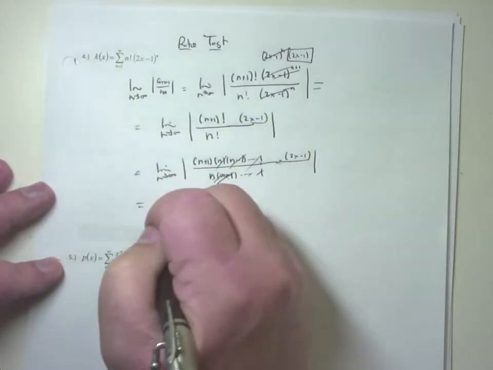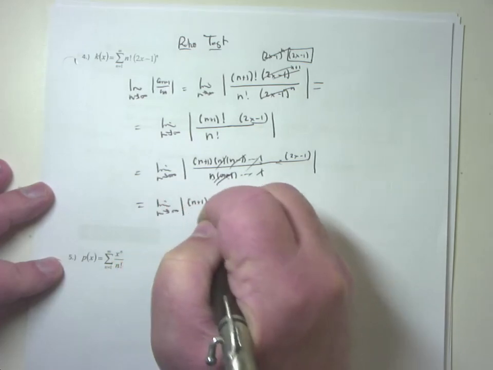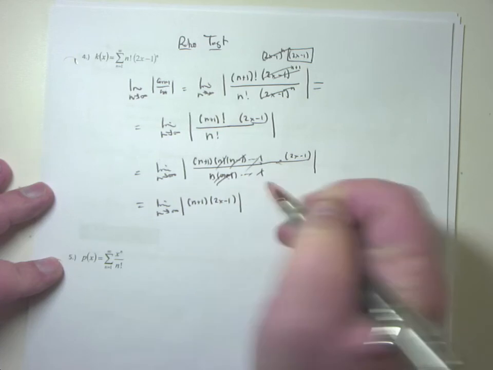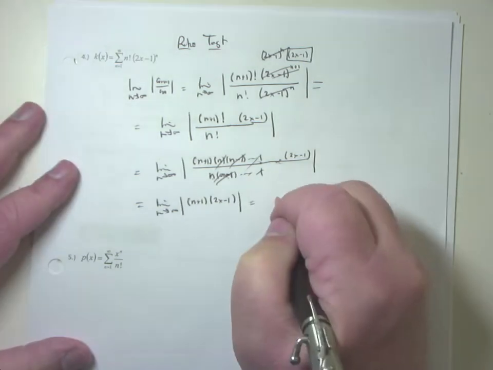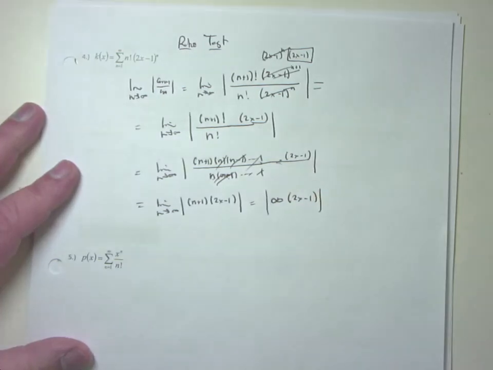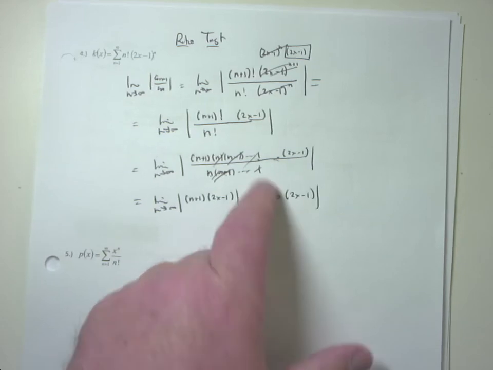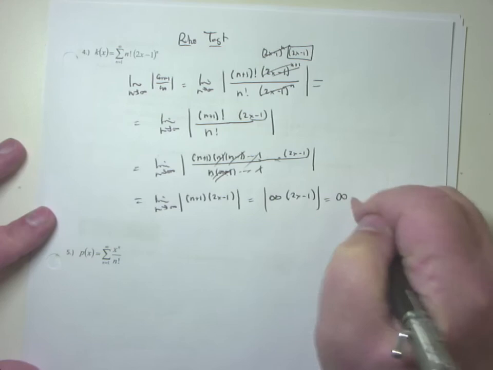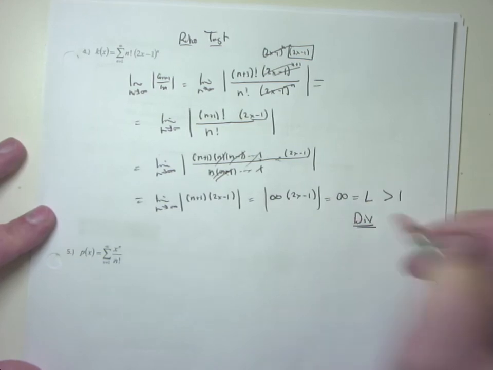So this is equal to the limit as n approaches infinity of the absolute value of n plus 1 times 2x minus 1. Now, because there's an n left over, and that's what happens with the factorials, plug in infinity. This will be infinity times 2x minus 1. It doesn't matter what x is. What is x times infinity? Infinity. The absolute value is going to be infinity. Your L is infinity, and that's bigger than 1, which means it almost always diverges.